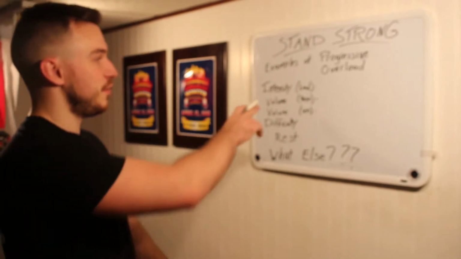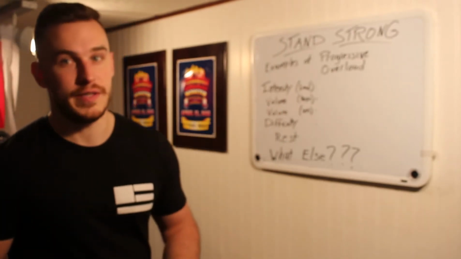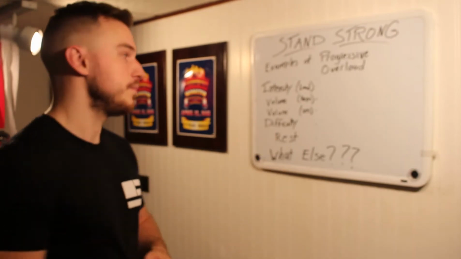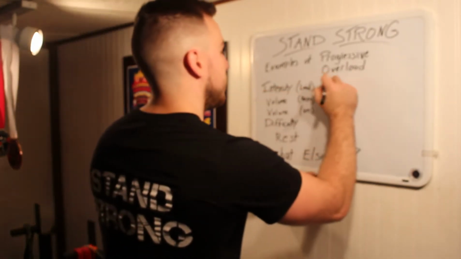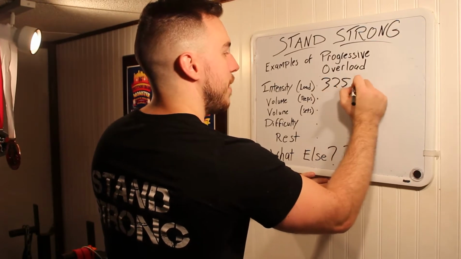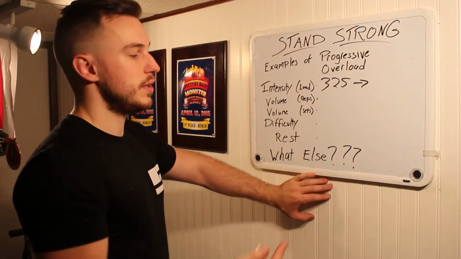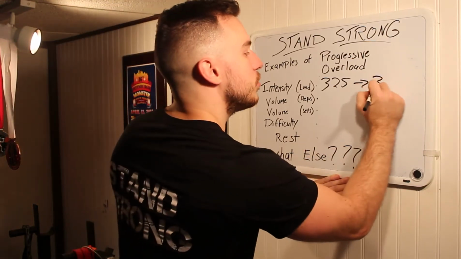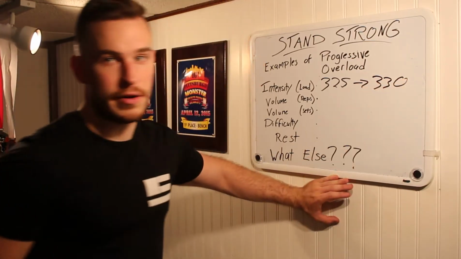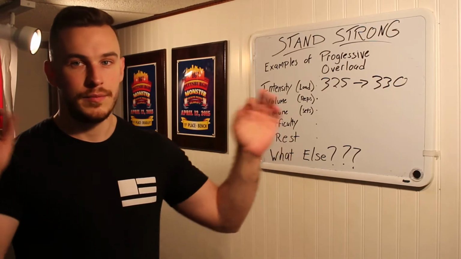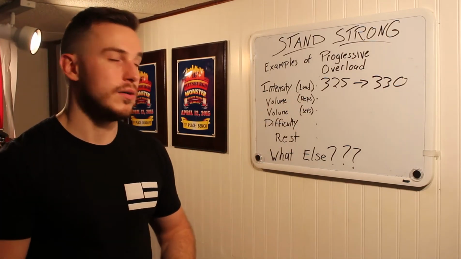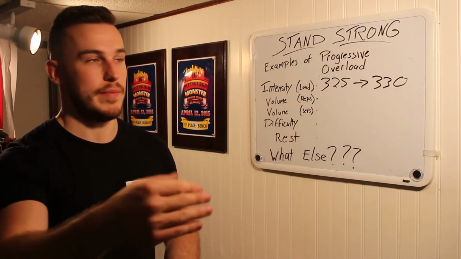So as I said, the first one is manipulation of intensity, or the load on the bar. So let's say your current 1 rep max on bench press is 325 pounds. The next week you go for a PR, and would you look at that, you hit 330. You're only adding 2.5 pound plates to either side of the barbell, but small changes over time add up.